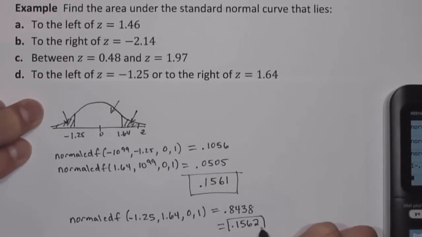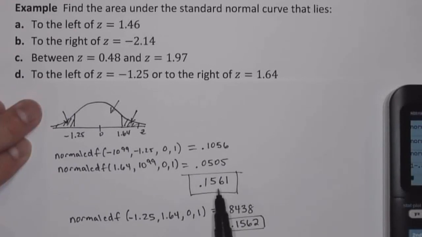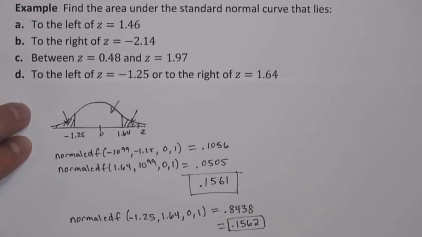Now notice we get a slight discrepancy between our two answers, and that was because of my rounding here. So had I not rounded here and carried the decimal out more places than to 4 places, I would have been more accurate, which would have been the better thing to do. In our next video, I'm going to show you how to use StatCrunch to find these same areas.